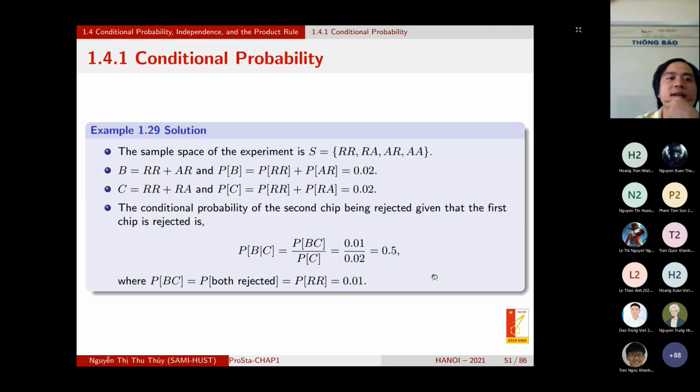So the solution is that we compute the sample space of the experiment, and we know that we have 4 different cases: reject-reject, reject-accept, accept-reject, accept-accept. So we have 4 different outcomes in the sample space here.